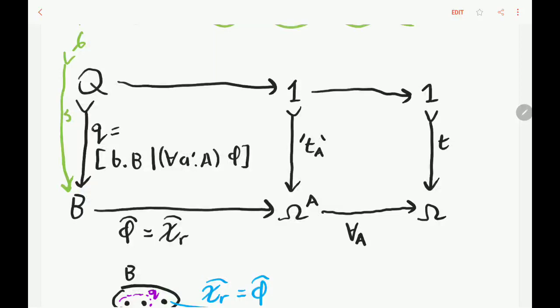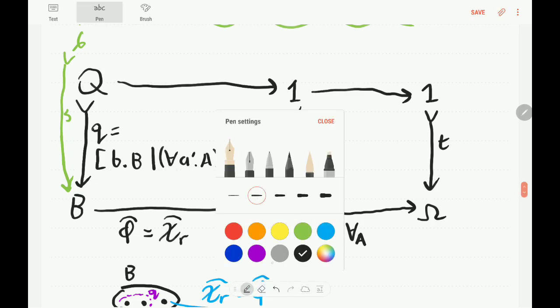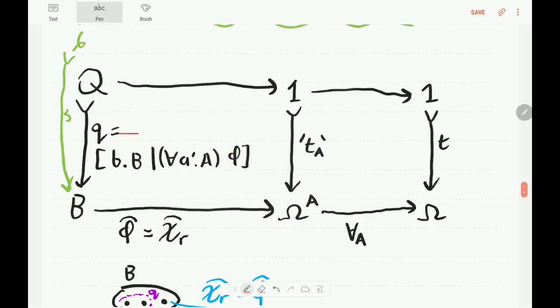Okay, so that's enough surveying the landscape. Now let's really actually prove this result. So remember, we have this Q here. Now this is the extension over B of for all A dash A of phi. Okay. So we can really think of this as the sub-object classified by for all A phi bar.